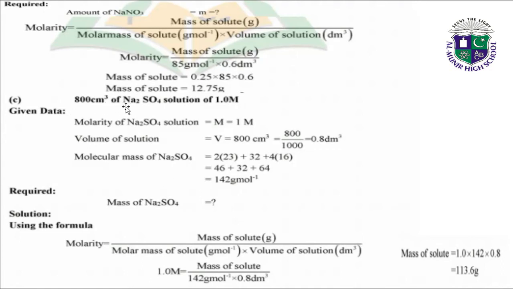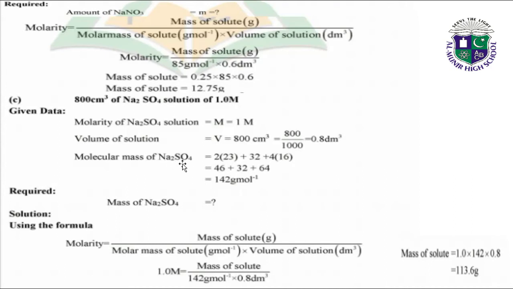Part C is the same as we did in the above parts. 800 centimeter cube of Na2SO4 solution of 1.0 moles. So molarity of Na2SO4 solution is 1 mole. Volume of solution is equal to 800 centimeter cube, which will be 0.8 decimeter cube. We will convert it into decimeter cube by dividing by 1000.